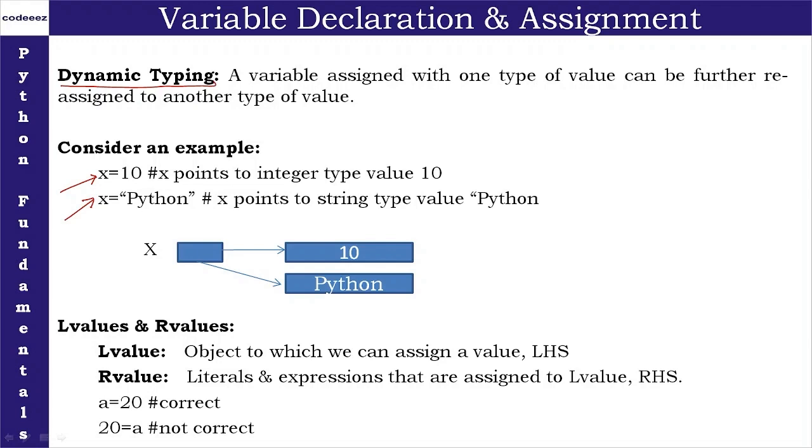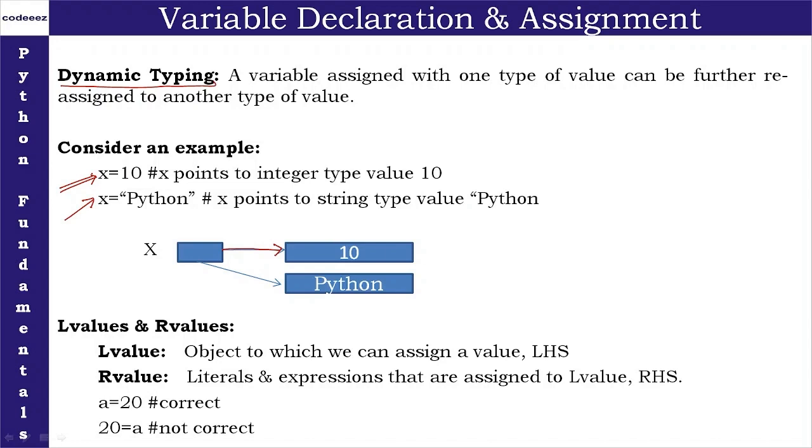See here, it is simply written x equals 10. Now what happens? A reference will be created and it will be pointing to a location having the value 10, that is, an integer type of value. So after this line of code gets executed, the interpreter understands that x is pointing to a location in memory where it is storing the value 10, meaning x is of integer type.